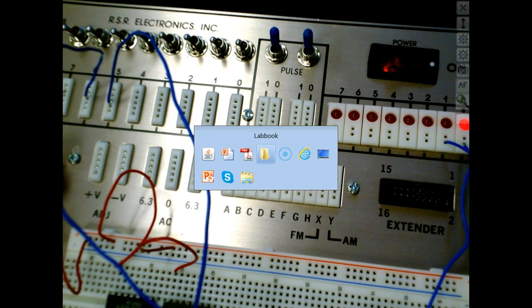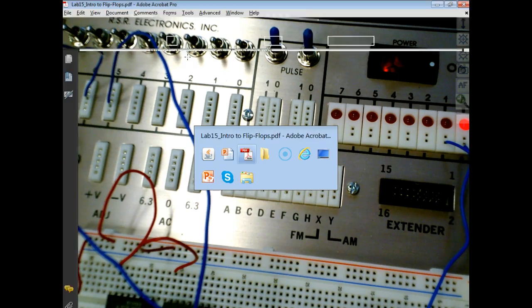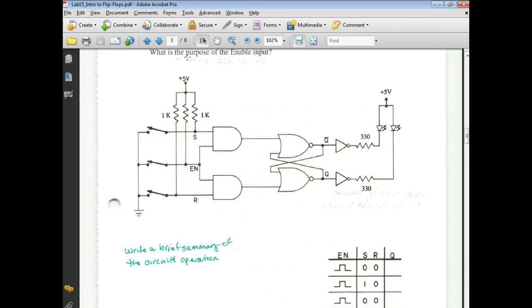Let me bring the lab back up. Where's that at? Oh, it's right there. Yeah, the NOR is wired up the same. It's exactly the same circuit. Well, sort of. It's just we're feeding the inputs through the AND gates now. Got 3 switches hooked up now. We got one called enable, and then we got our S and R's.